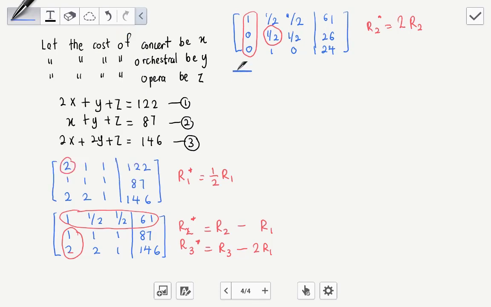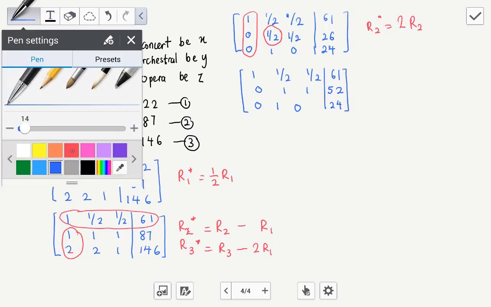So no change on row 1. You're going to copy your row 1 as it is: 1, 1 over 2, 1 over 2, 61. Now row 2, we're going to multiply row 2 with 2. So when we multiply row 2 with 2, we will be getting 0, 1, 1. 26 multiplied by 2, we will be getting 52. Okay, no change on row 3. So we're going to copy row 3 as it is.